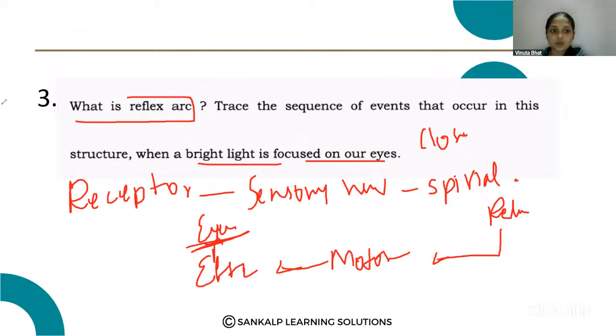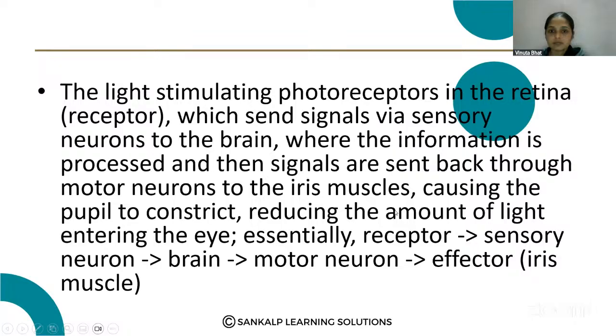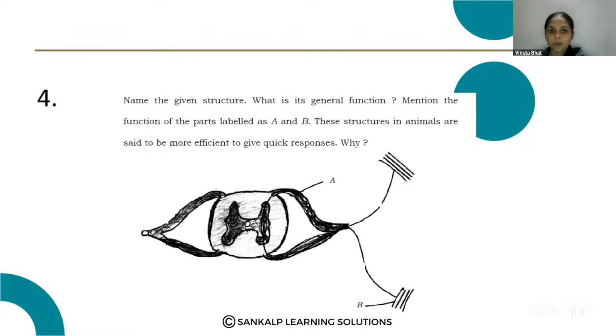So that is also an important question. Yes, one of the important questions. Name the given structure. This is the reflex arc. What is its function? The reflex arc gives the immediate response to the stimulus. Mention the function of the parts labeled A and B.